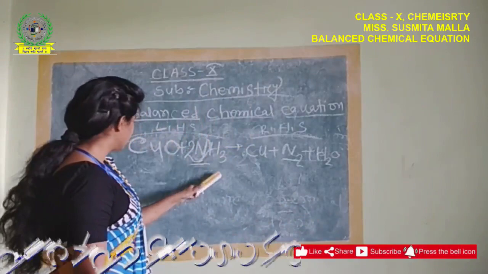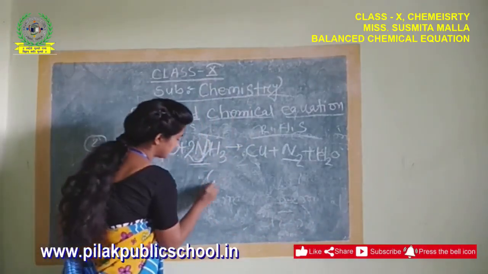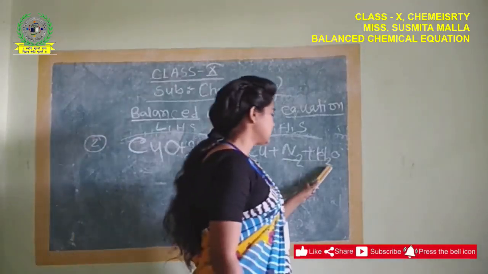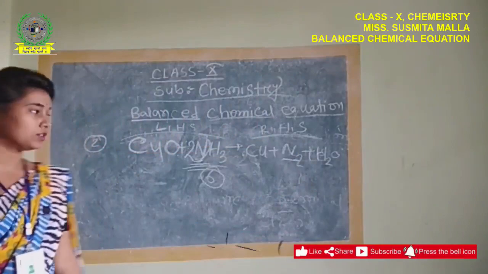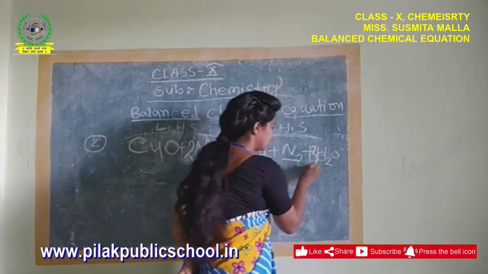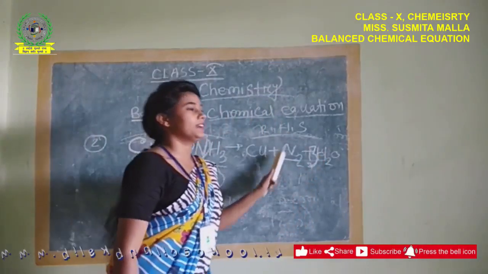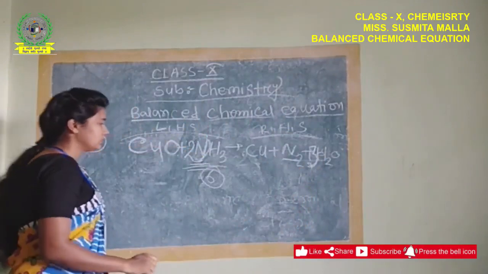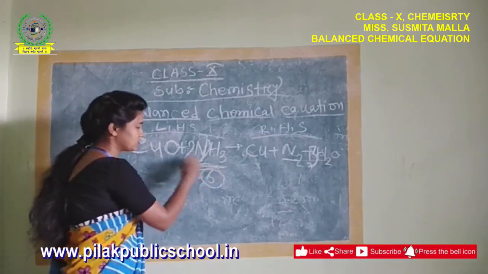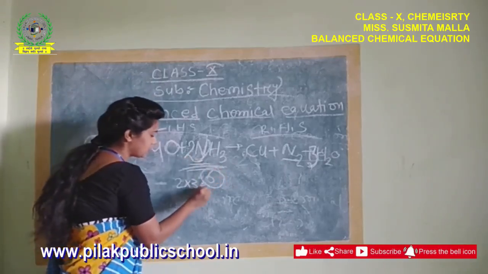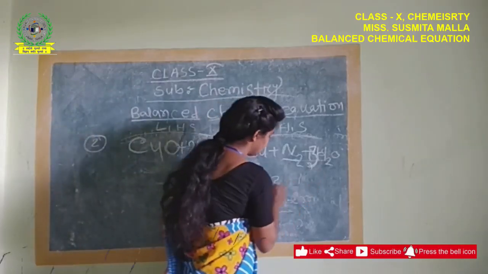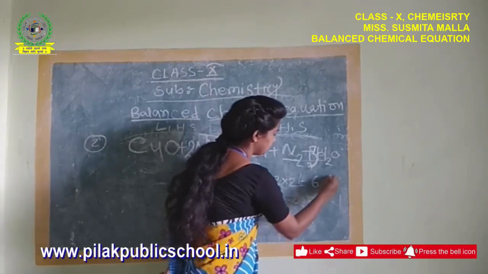Next we see hydrogen. On the left there are 2 times 3, which is 6 molecules of hydrogen, and on the right there are only 2 molecules of hydrogen. So we put 3 on the right hand side of the chemical equation. Now on the left hand side there are 2 times 3, 6 molecules of hydrogen, and on the right hand side there are 3 times 2, 6 molecules of hydrogen.